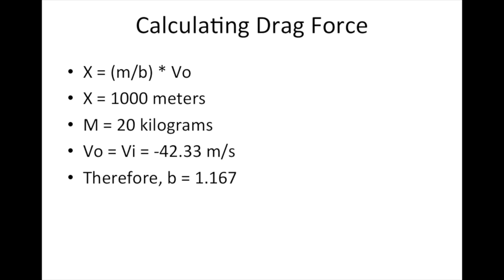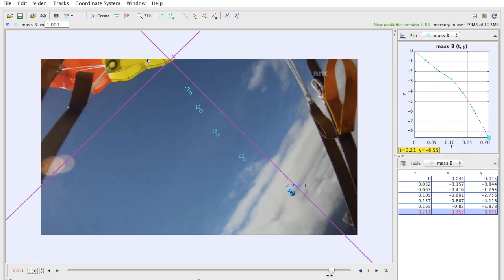X equals 1,000 meters, because that's when we first saw the meteor, and the mass of the meteor was 20 kilograms. We assume that this didn't change. I also calculated my v naught, which is my initial velocity, using the tracker video's first 2 frames, which we will get to later. After calculating the initial velocity and plugging in everything, I get a drag force coefficient of 1.167.